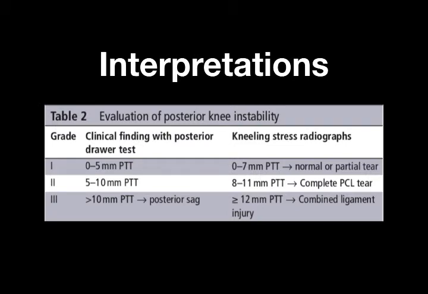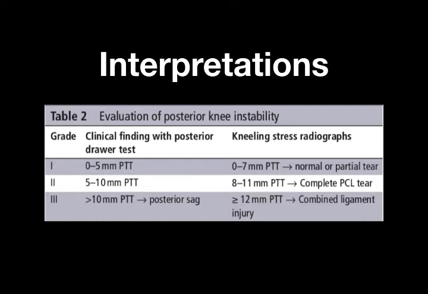If there is 0 to 7 millimeters of posterior tibial translation, it corresponds to normal or a partial tear, that is grade 1 posterior sag in clinical examination. If there is 8 to 11 millimeters of posterior tibial translation measured on X-ray, that corresponds to a complete PCL tear, and it corresponds clinically with grade 2 tibial sag.